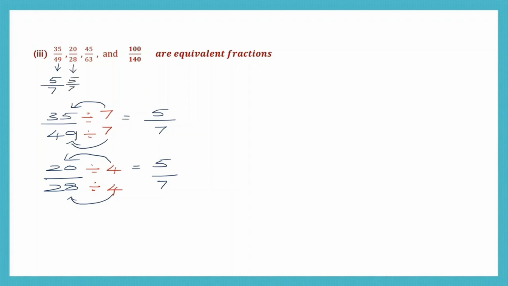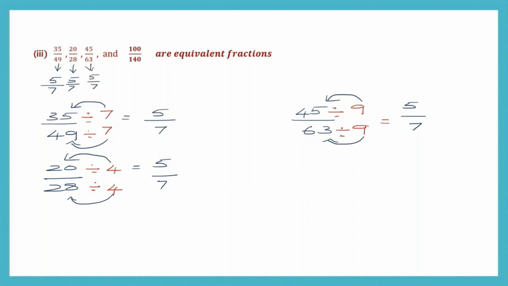The third one is 45 by 63. So 45 by 63, both are divisible by which numbers? Both are divisible by 3 and they're also divisible by 9. So 9 is the highest common factor. Let's divide it by 9 and see what we get. 9 5s are 45 and here we have 9 7s are 63. So here also we get 5 by 7. So this is 5 by 7.